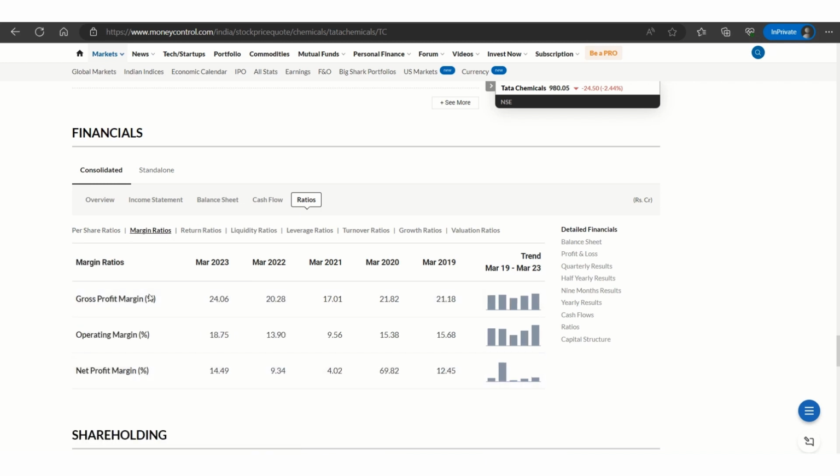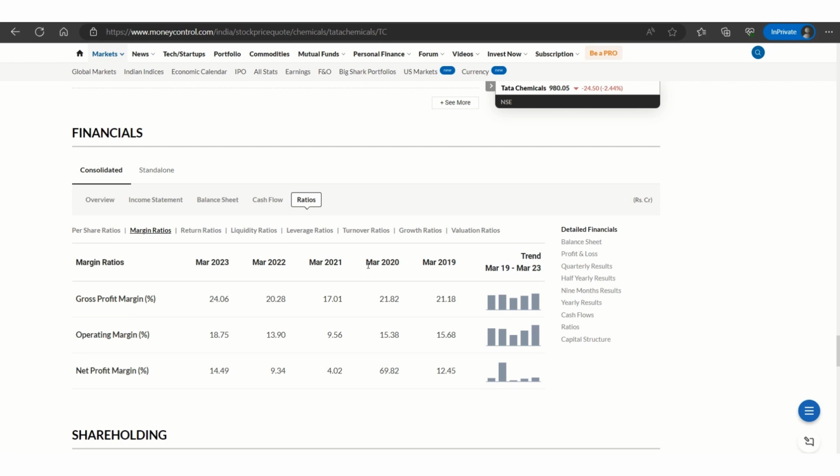So you can see you will get all these ratios which we have discussed right now, and you can see how they are increasing or decreasing over the years. Now the action point which you have to take is that over the years the margin ratios should increase, or if they are staying the same, it's a good sign. But if they are decreasing, that's a bad sign.